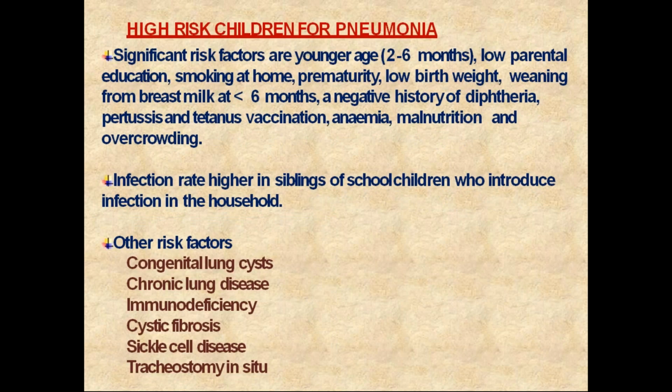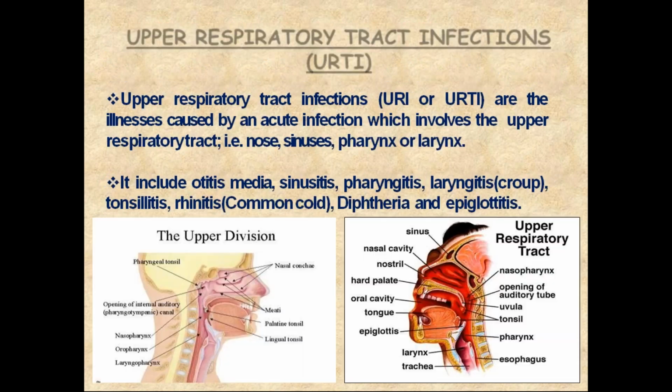So these are the lower respiratory tract infections. How many types of lower respiratory tract infections have you learned? 3 types. What are they? Bronchitis, bronchiolitis, and pneumonia. Next one, upper respiratory tract infections.